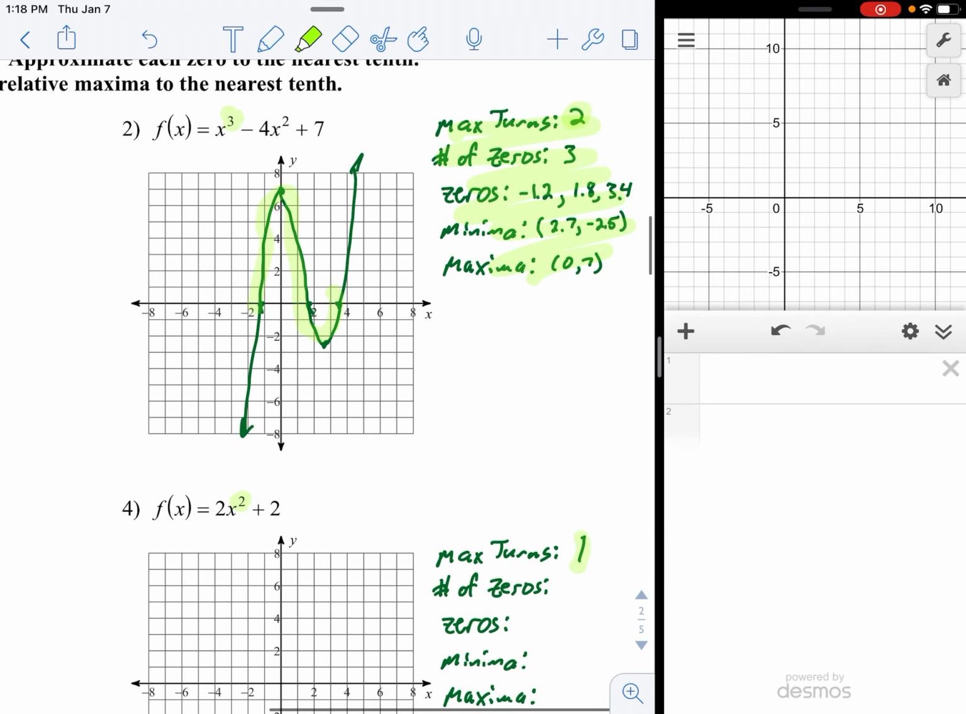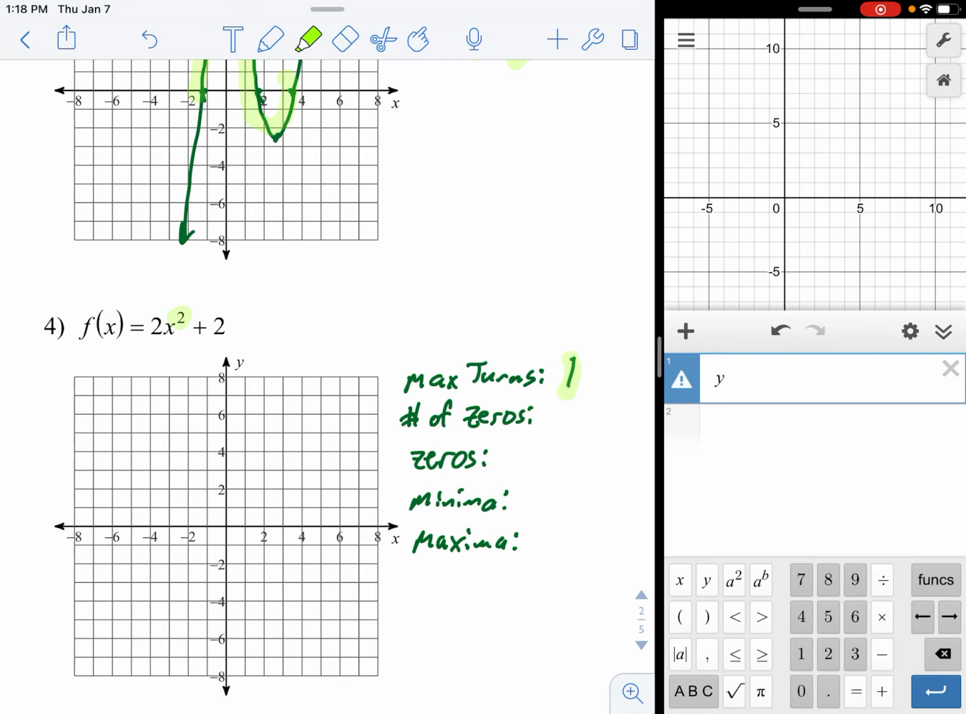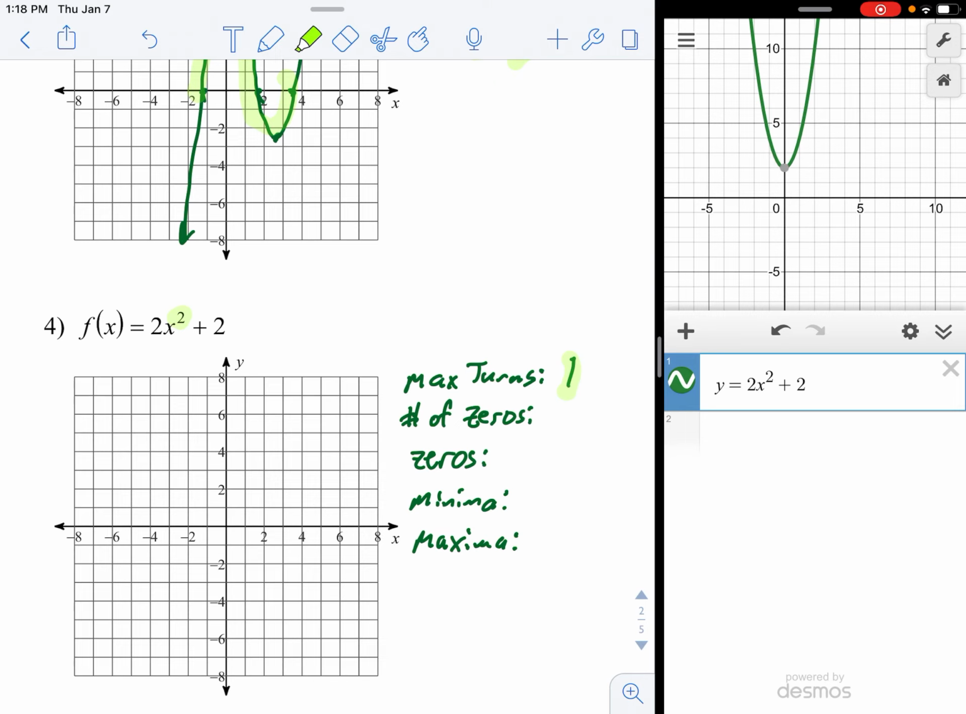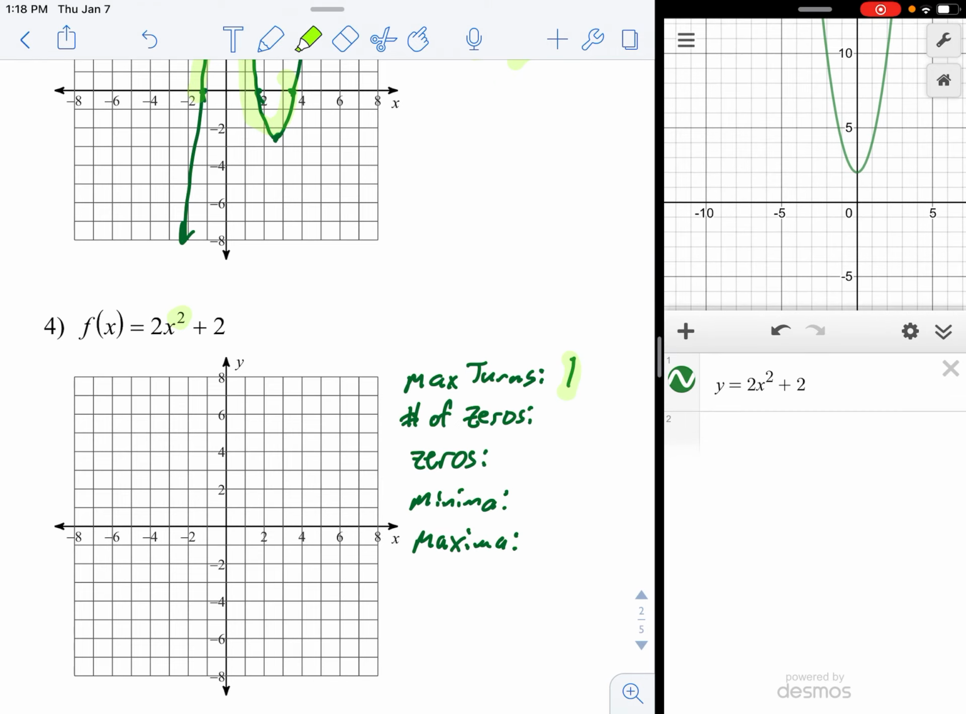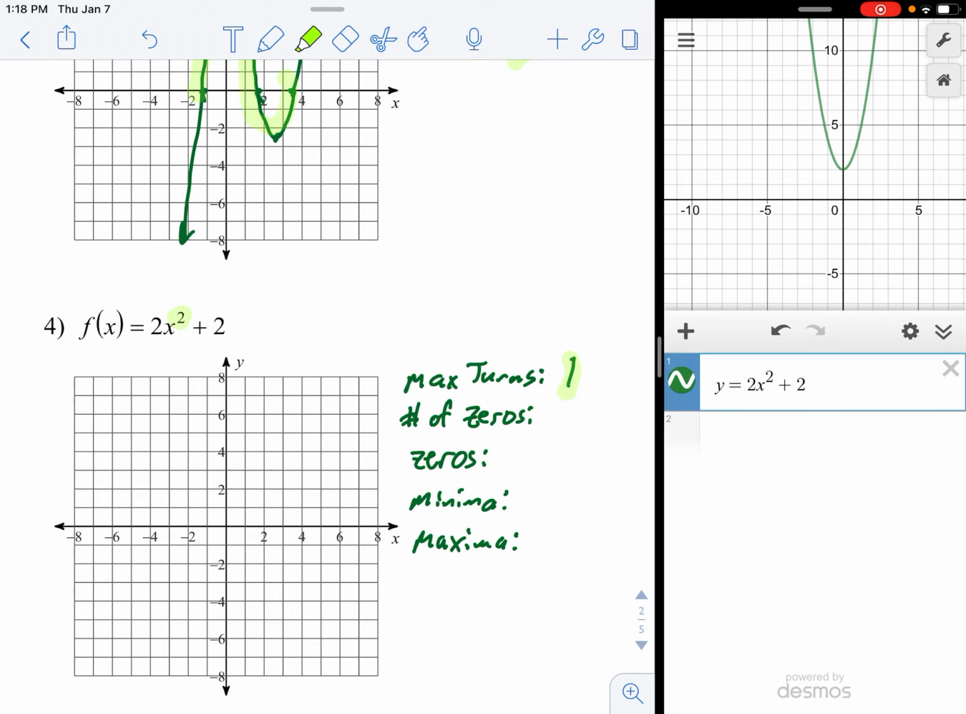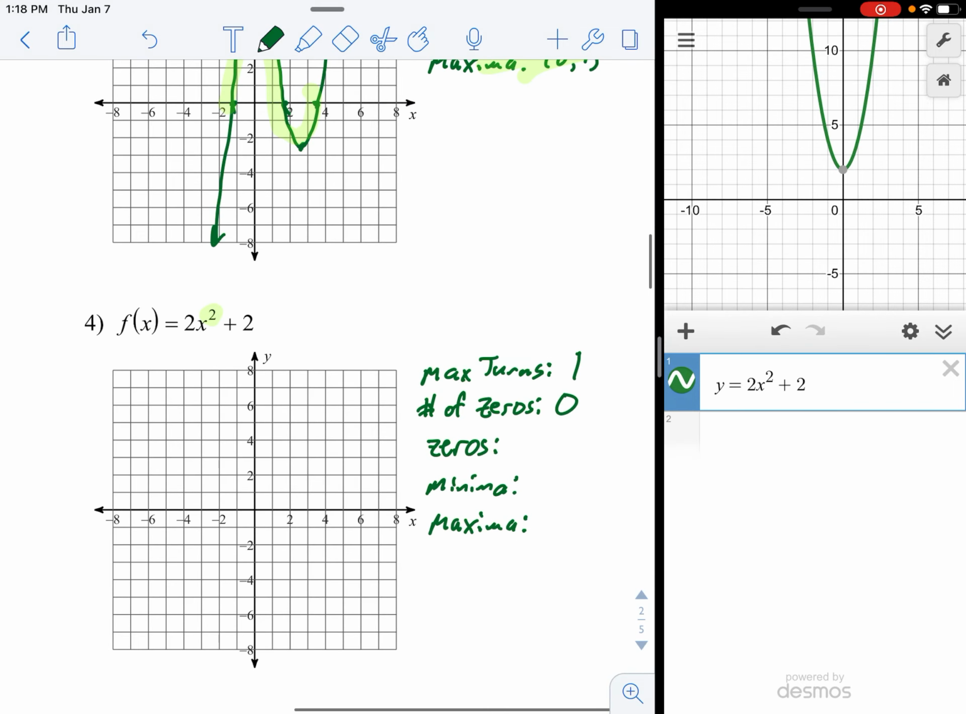All right, let me go ahead and graph this so we can finish this exercise. f of x equals, y equals, same thing, 2x squared plus 2. So what do we have here? The number of zeros. Remember, zeros are x-intercepts. Where does this parabola cross the x-axis? And the answer is it doesn't. So the number of zeros is simply 0. There are none. So for the next line, what are they?